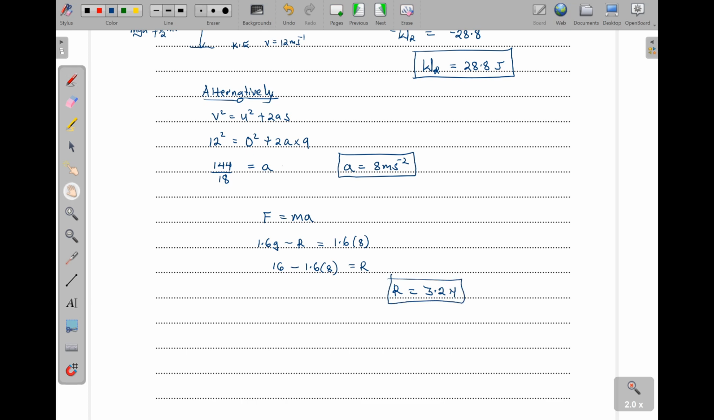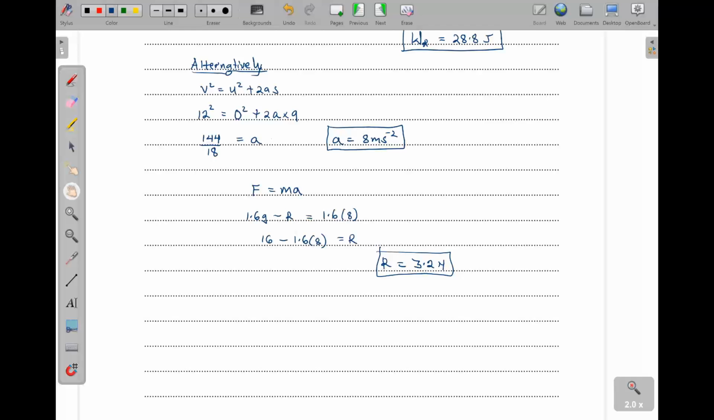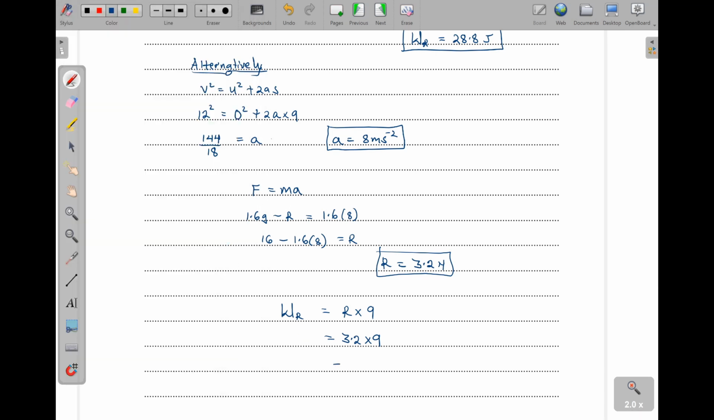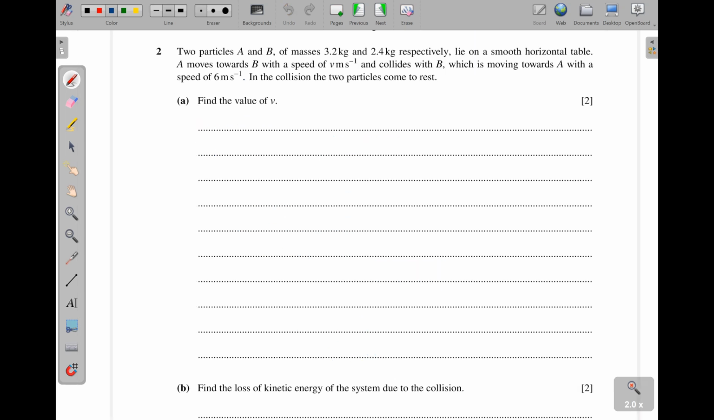Now, we are told to find the work done against resistance. And you know that work done is the force times distance. So we shall get the resistance here times the distance, which is 9. So 3.2 times 9 gives us 28.8. So either way, you get the answer, 28.8 joules. That is our answer.